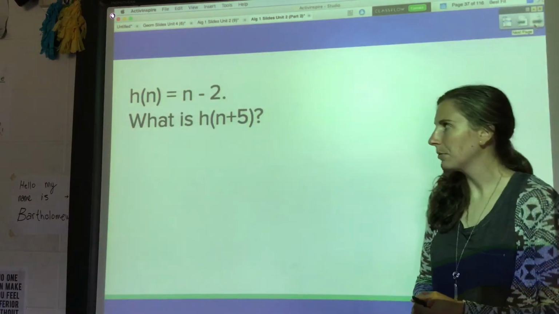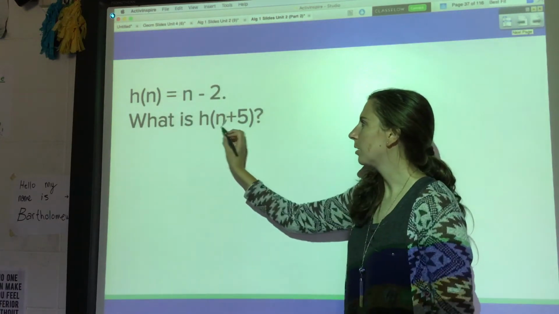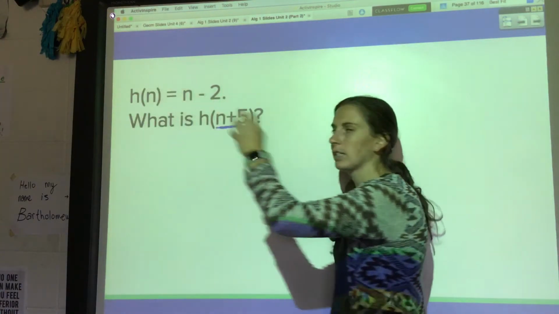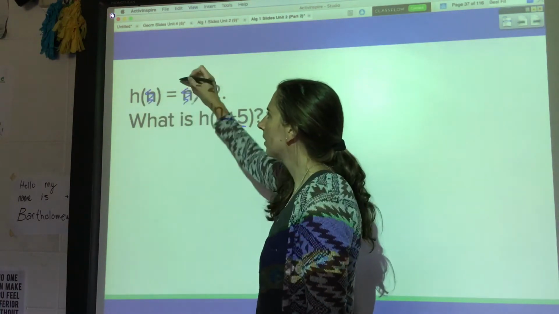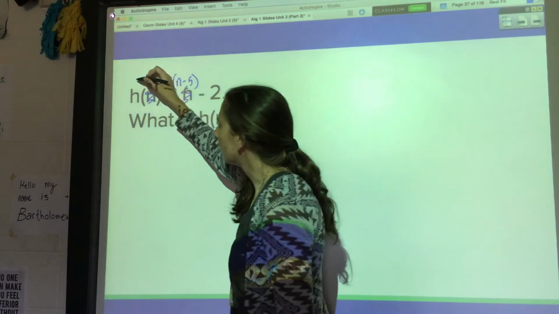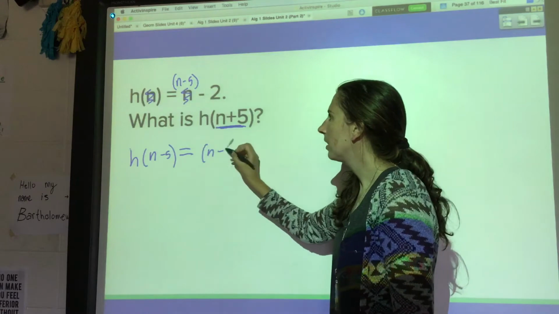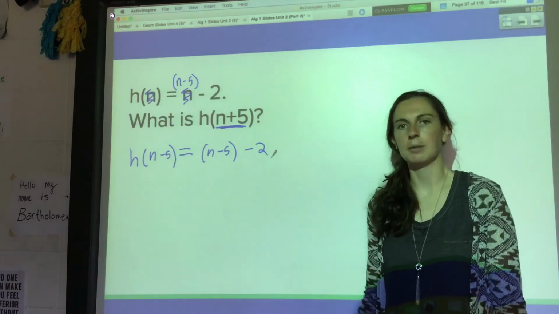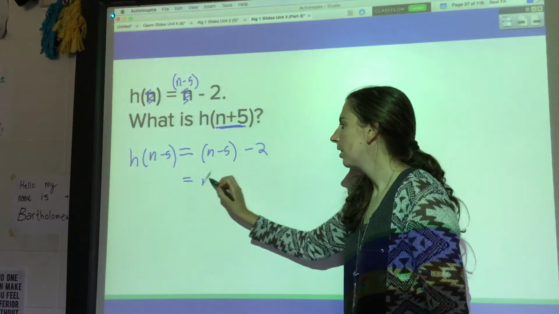On this one, same function, h of n equals n minus 2, but now I want to do an input of n minus 5. So again, just completely take out the n that was there and put in n minus 5 in its place. So h of n minus 5 equals n minus 5 minus 2. Those parentheses weren't really necessary because there's nothing in front of them to be distributed, so I don't really need them. And then minus 5 and minus 2 makes n minus 7.